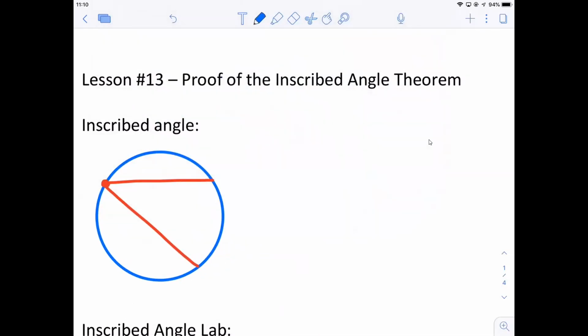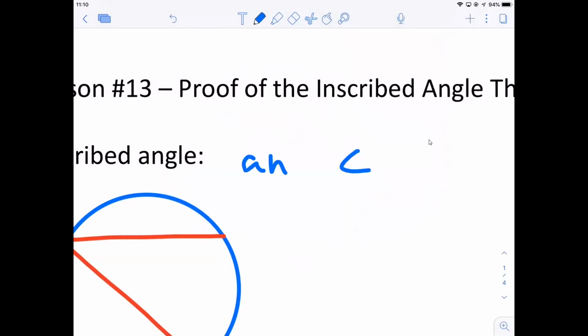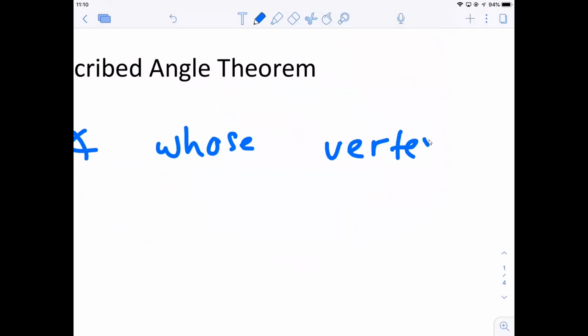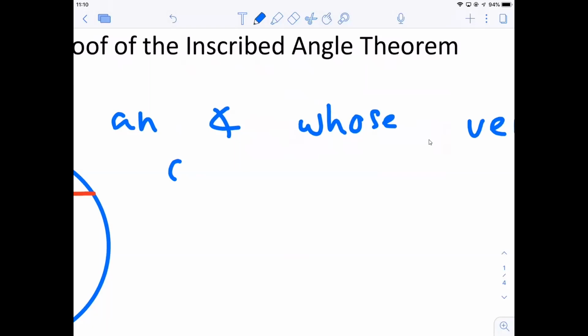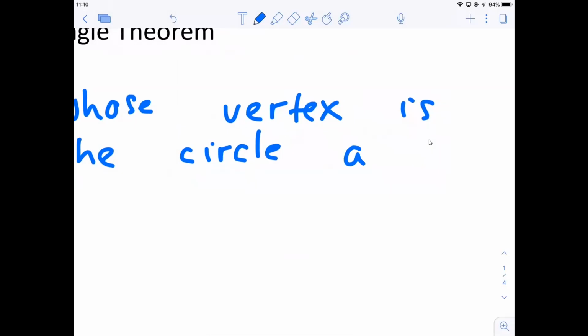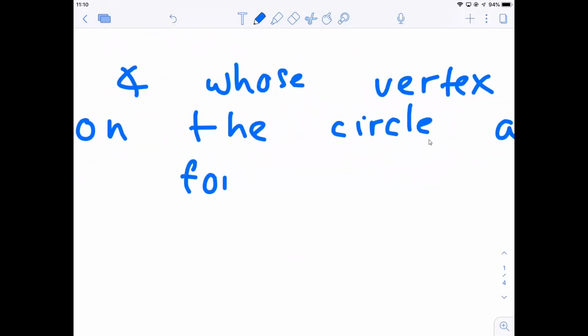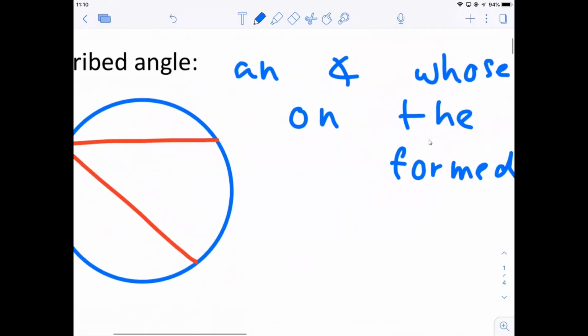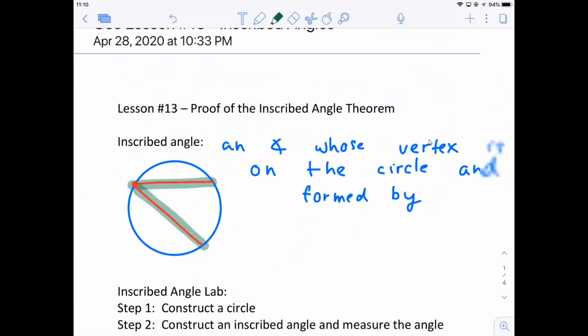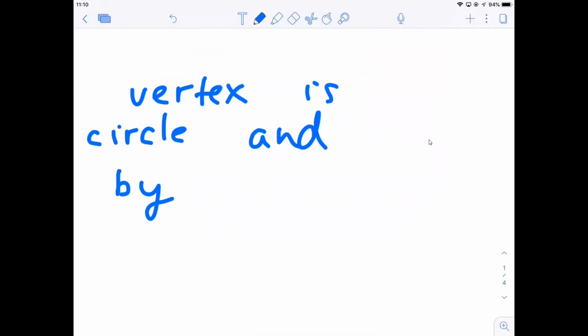Right, so the definition. Let's write this down. An angle whose vertex is on the circle and formed by, so we know a central angle is formed by two radii, an inscribed angle is going to be formed by two of these guys, what we call those line segments. Very good, formed by two chords.